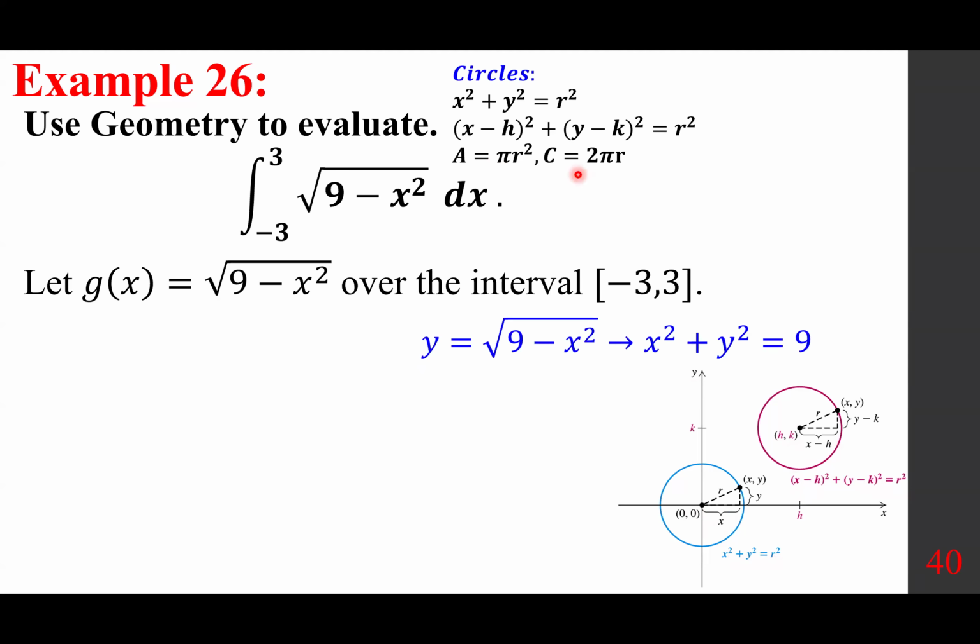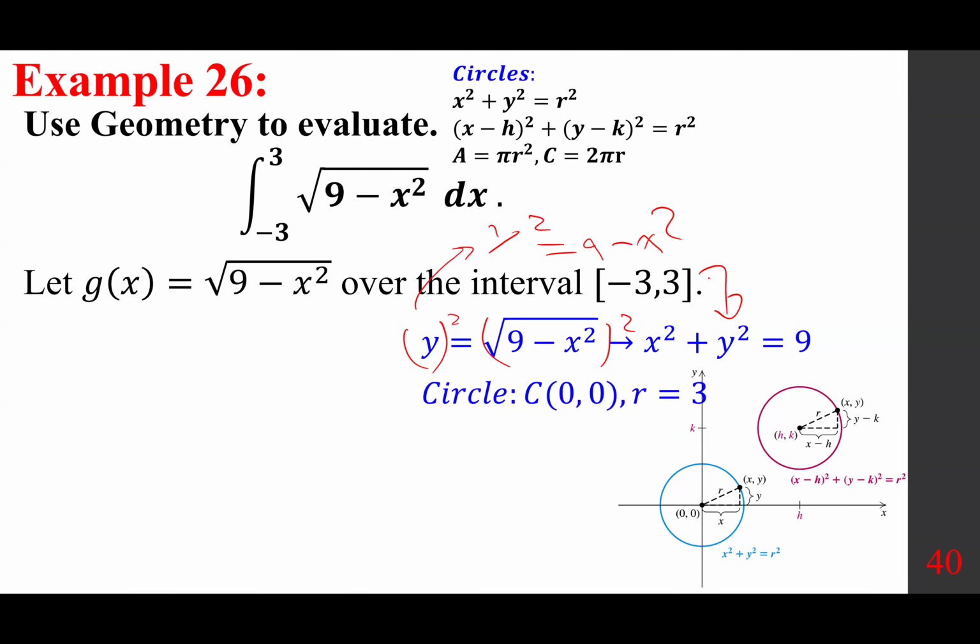Now, y equals square root of 9 minus x squared. If I square both sides, that gives me y squared is 9 minus x squared, which is a circle centered at 0, 0 with the radius 3. And I hope you remember that when you have an equation of a circle, if you solve for y, it gives you two answers.